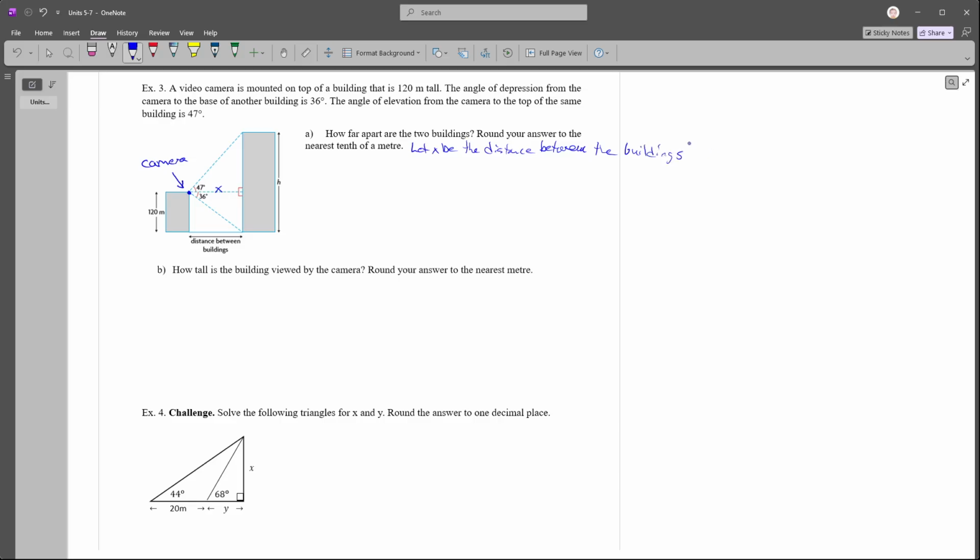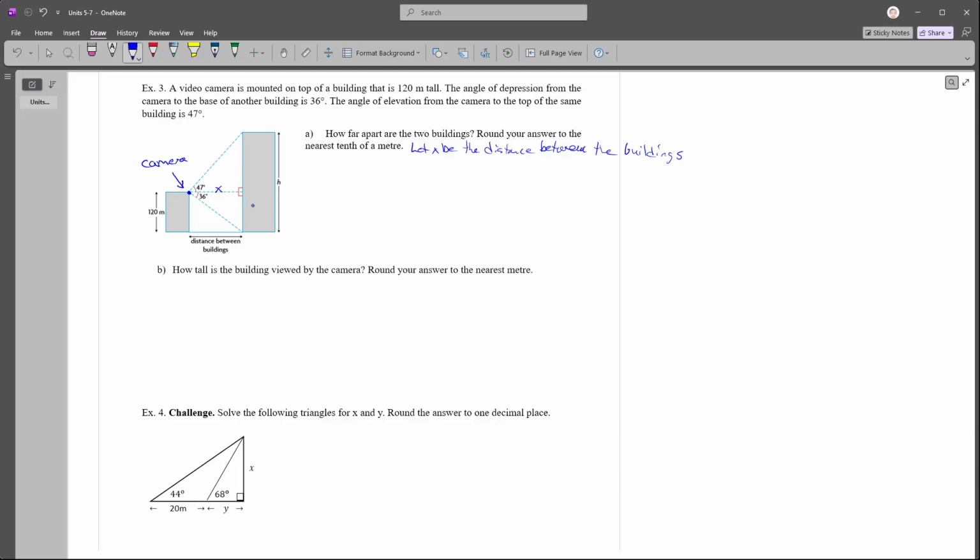Okay, so now that we have this, what can we solve? Well, we don't really have a lot of data. We have a couple angles, but I don't see any side lengths on these two triangles. Can we get any side lengths? Sure we can.